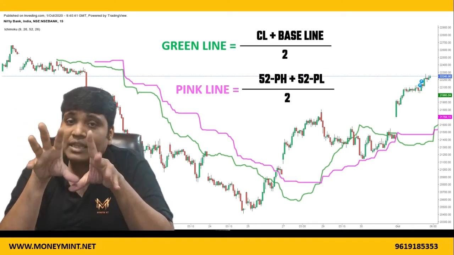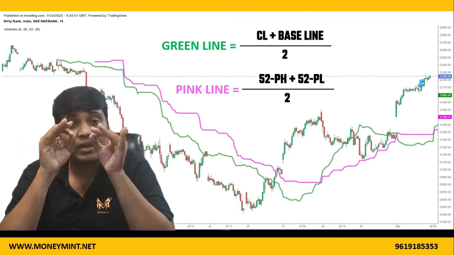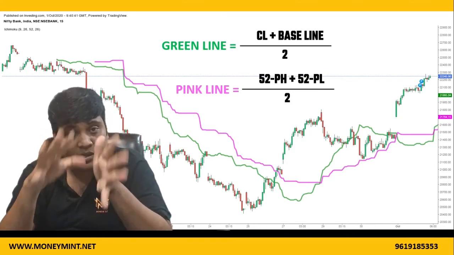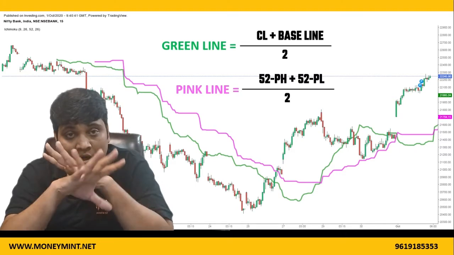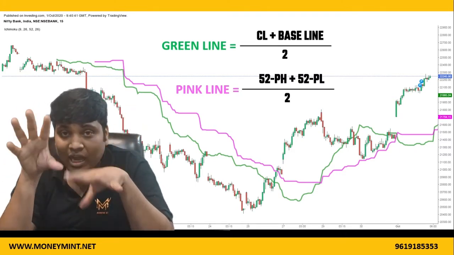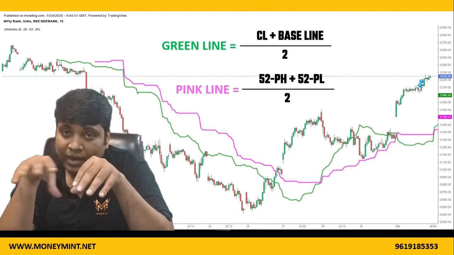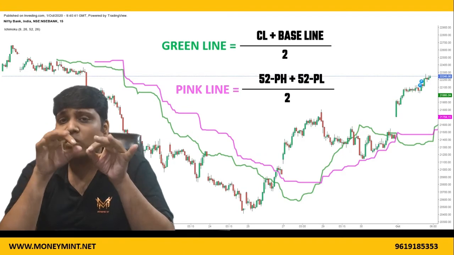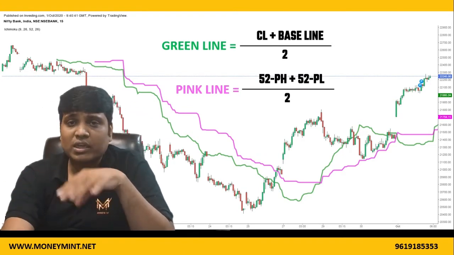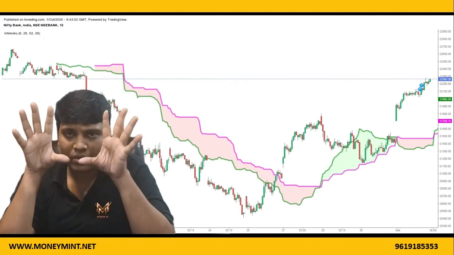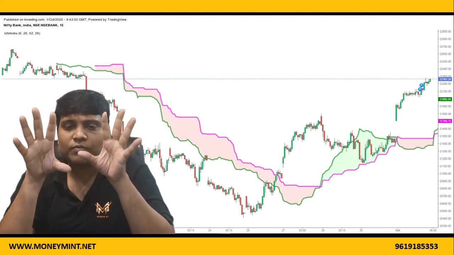Once you understand this, remember this is the main concept. If the price is trading below the cloud, the overall breadth of the market is bearish. If the price is trading above the cloud, the overall breadth of the market is bullish. So this is how you need to understand the cloud structure. I'll just color it and show you on the chart. This is about the cloud. This is how the Ichimoku Cloud is formed.